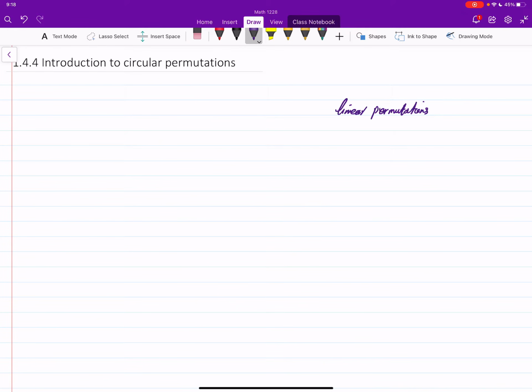In other words, what we were considering was that there was a line of objects. Now we want to study circular ones, meaning that our objects are not going to be lined up. They are going to be placed symmetrically on a circle.